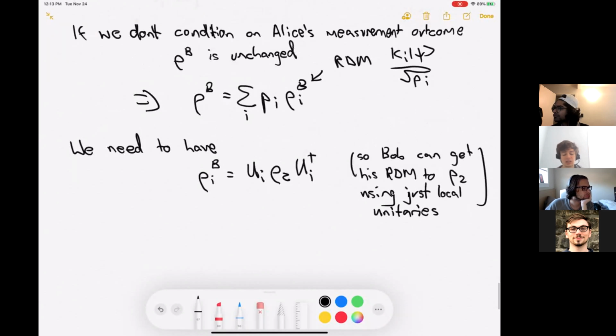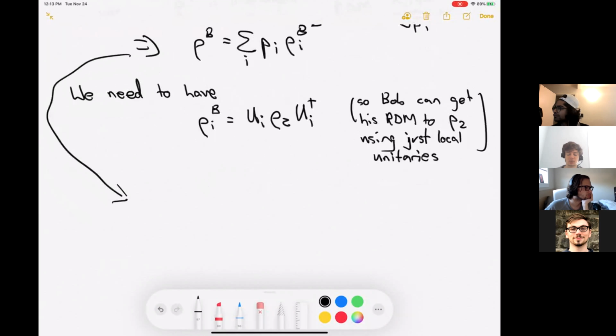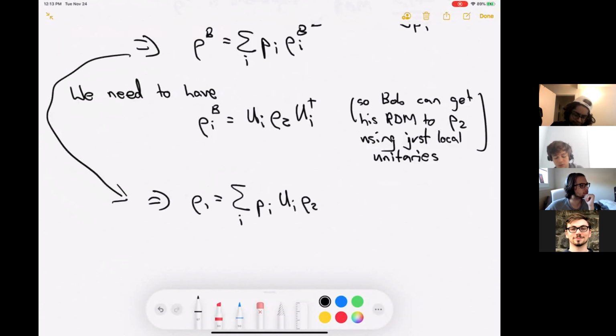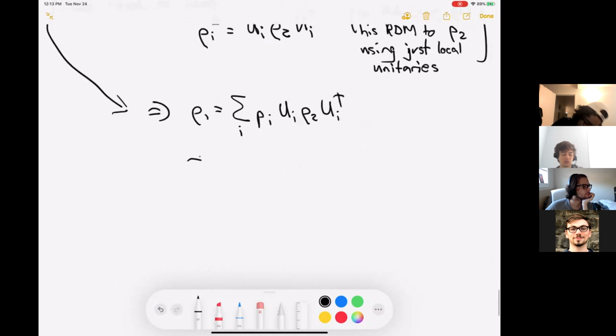Okay, but then this condition that we had here, combined with the condition that we want to be able to make rho 2 just using local unitaries after we've done that measurement, automatically implies that rho 1 is equal to a sum over i of Pi Ui rho 2 Ui dagger. But that, by definition, is equivalent to rho 2 majorizing rho 1. So that's what we wanted to show.